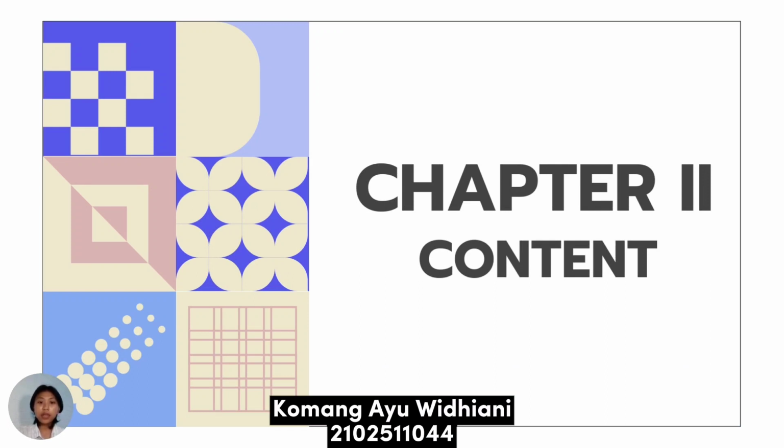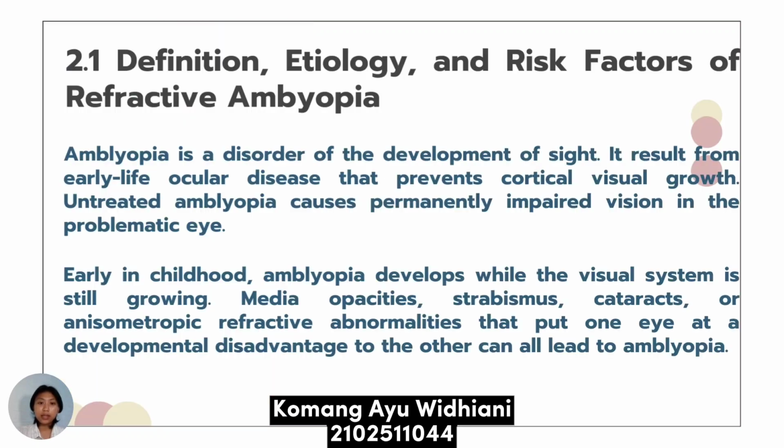Now let me move on to the next chapter, Chapter 2, Content. 2.1, Definition, Etiology, and Risk Factor of Refractive Amblyopia. Amblyopia is a disorder of the development of sight. It results from early ocular disease that prevents corticovisual growth in either or both eyes. Even if the ocular pathology is addressed later in life, untreated amblyopia causes permanently impaired vision in the problematic eye. It is the most typical reason for reduced vision in one eye in kids and younger people.